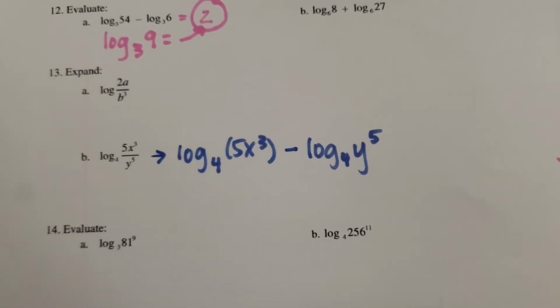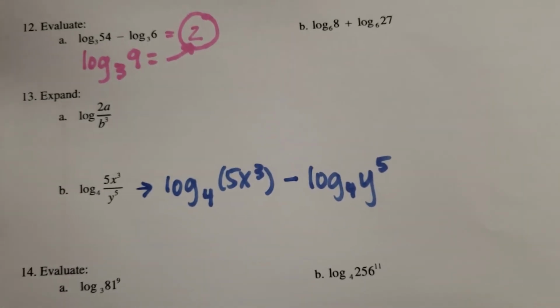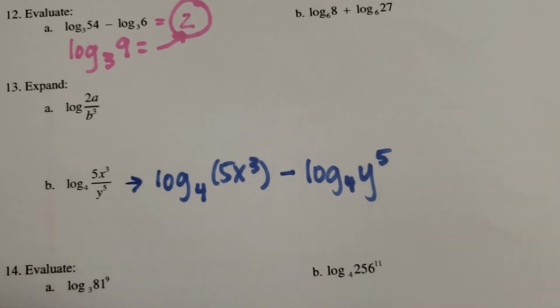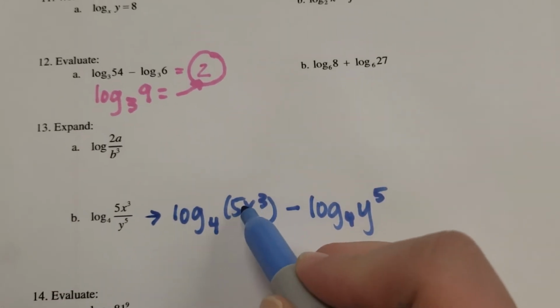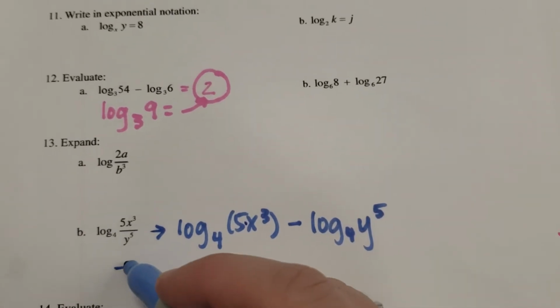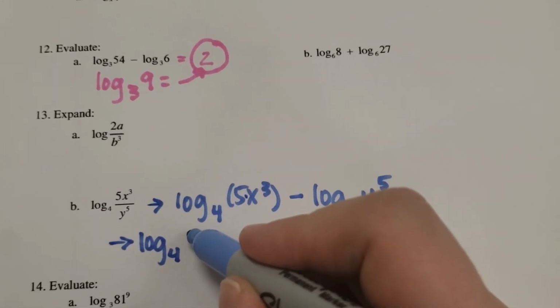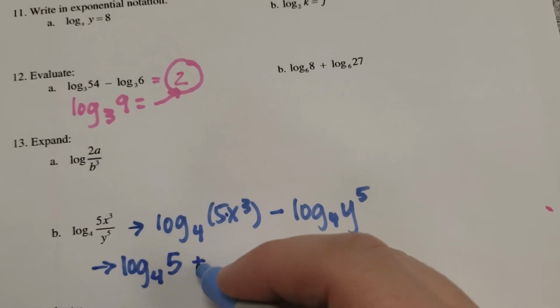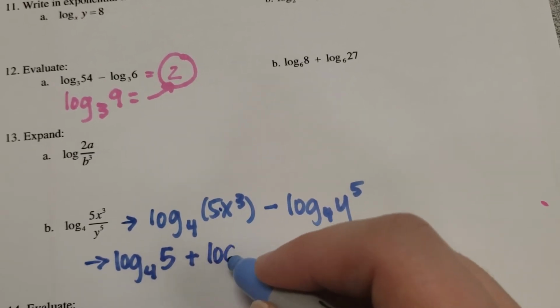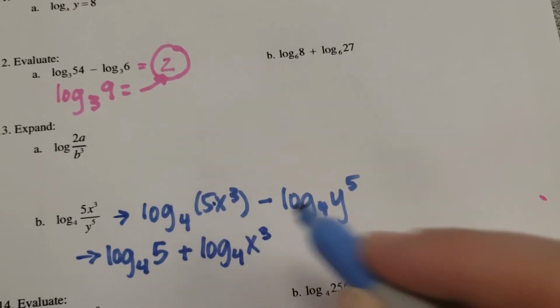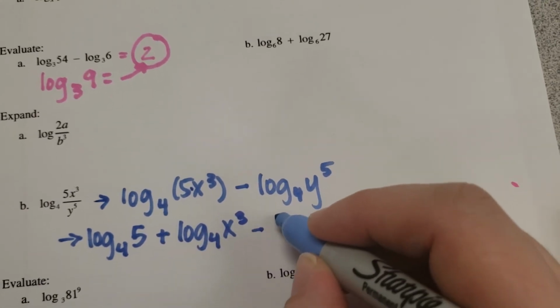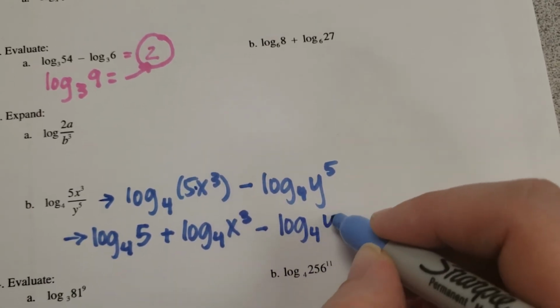So then now the first log I have is 5 times x cubed. That's multiplication. I can split two logs being multiplied with addition. So it would be log base 4 of 5 plus log base 4 of x cubed minus log base 4 of y to the 5th.